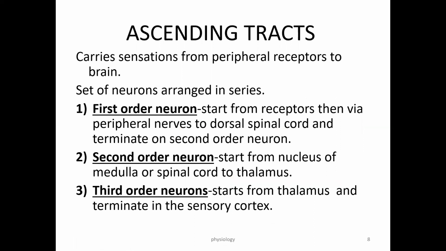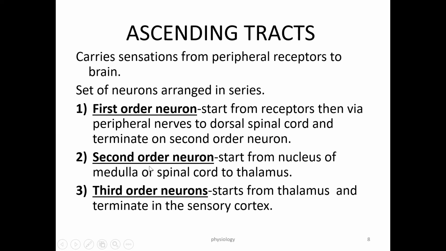As I have discussed, you have to write the ascending tracts under three headings: first order neuron, second order neuron, and third order neuron. As in the dorsal column pathway, the first order neurons start from receptors like the touch receptor and the proprioceptor. From these receptors they enter the spinal cord via the dorsal root, and then terminate on the second order neuron. In the dorsal column pathway, the second order neuron is present in the group of nuclei of the medulla, that is, nucleus gracilis and nucleus cuneatus.